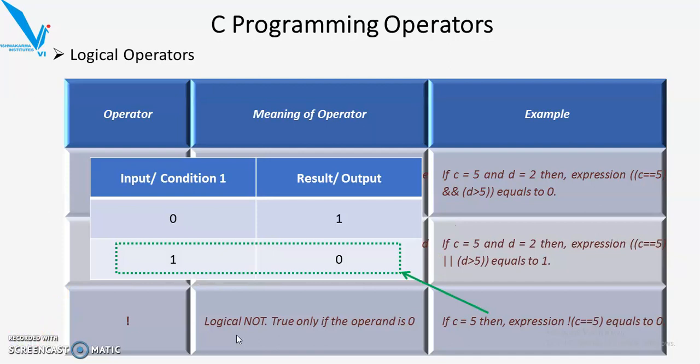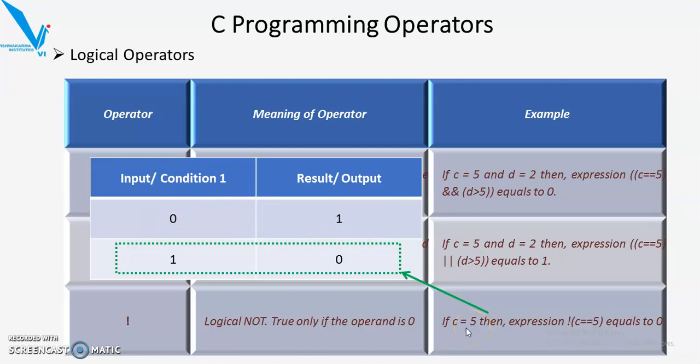The third operator is the logical NOT operator. It is used to reverse the logical state of its operand. If a condition is true, then the logical NOT operator will make it false. If the condition is false, then the logical NOT operator makes it true.